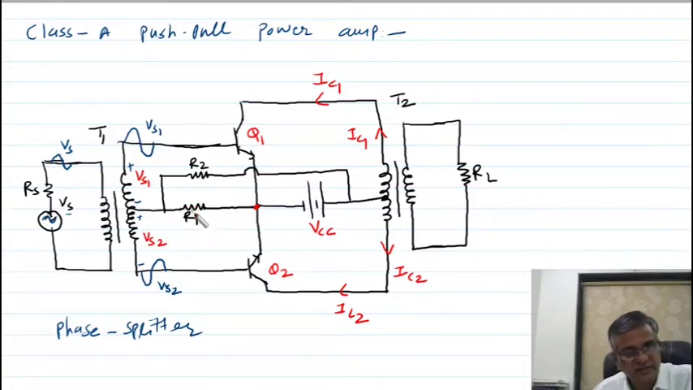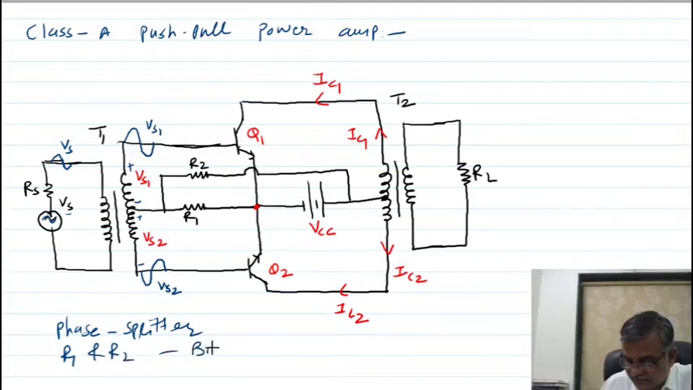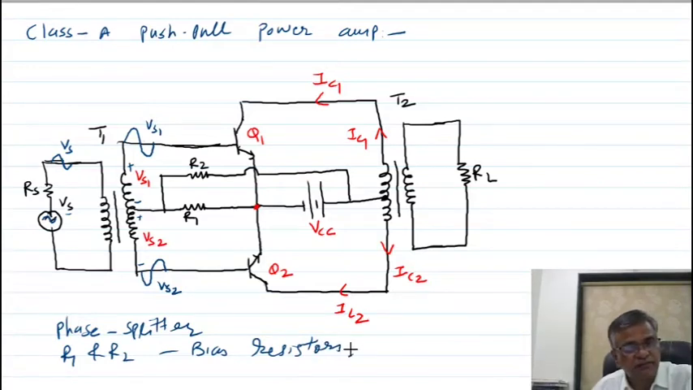Let us come here now. R1 R2 is known as a bias resistor. It provides proper bias to the transistors Q1 and Q2. As a result, the transistor is operated in a class A operation. Listen carefully. R1 and R2 are selected in such a way that both the transistors are operated in class A mode.